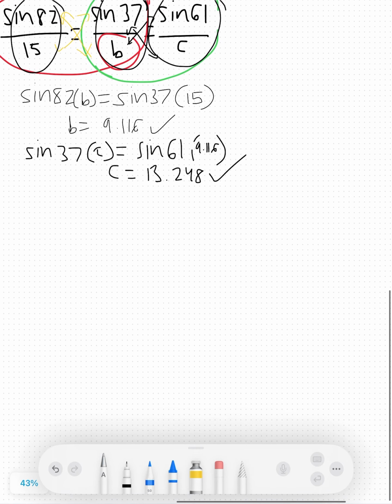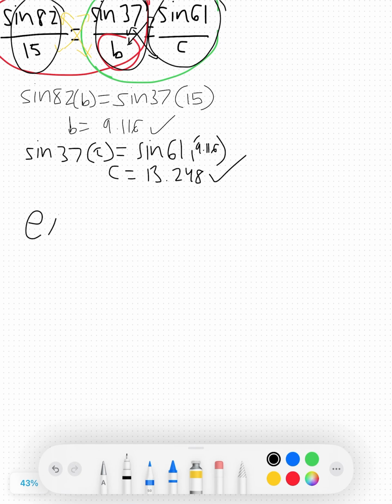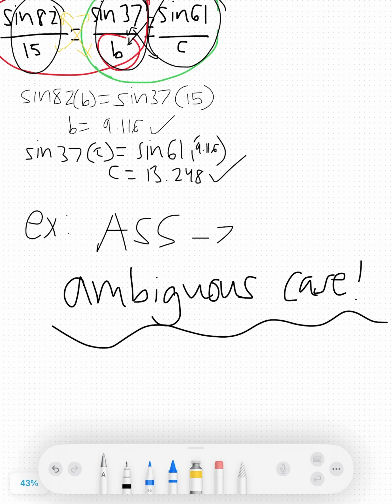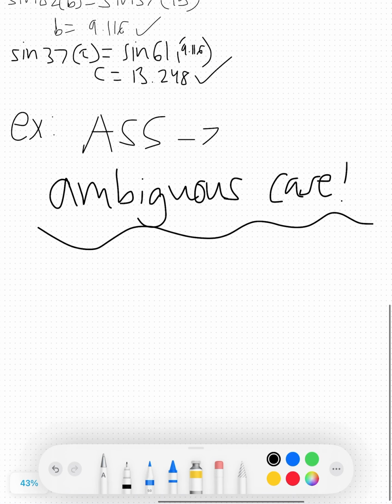This example will be a little bit different because it introduces the angle-side-side case, which is also known as the ambiguous case. What this means is that an angle-side-side triangle can sometimes not result in a triangle at all. So let's look at an example because it might make a little bit more sense.